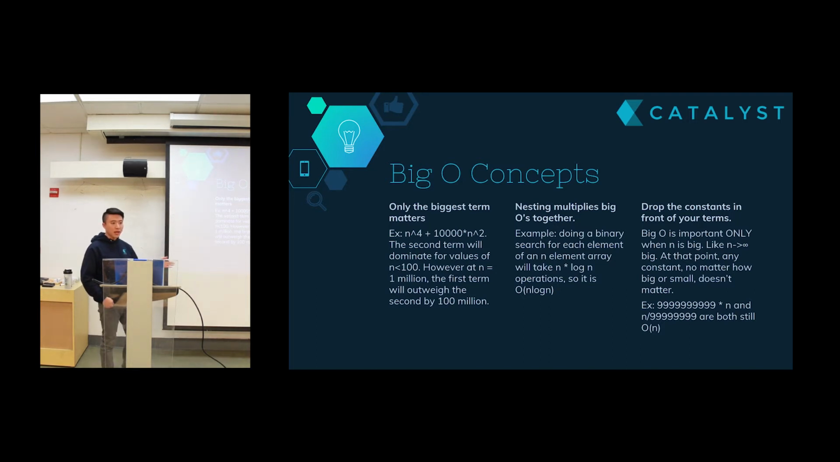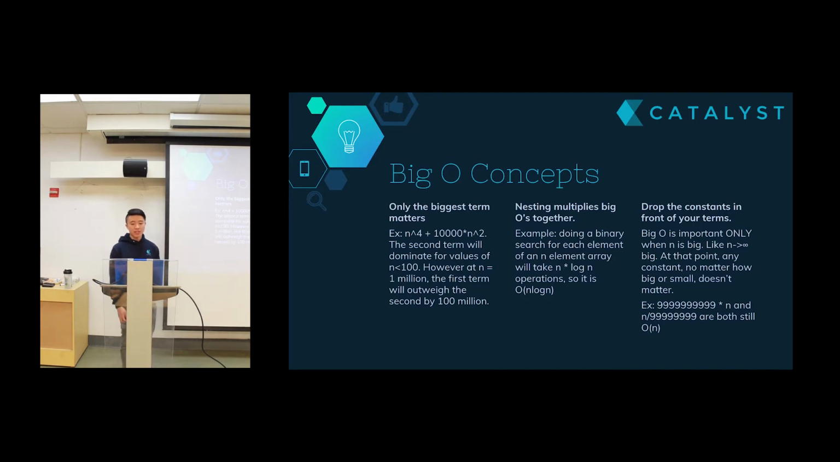So, like I said before, Big O is also known as asymptotic time complexity, or asymptotic analysis. And that means that you're going to want to think about things as n tends towards infinity. At those sizes, it's only the biggest term that will matter. The second really important concept is that nesting multiplies Big O's together. For example, doing a binary search for each element of an n-element array will take n times log n operations, so it's O of n log n. This is also the same reason why when you have double or triple nested for loops, it's going to be O of n squared or O of n cubed, respectively.